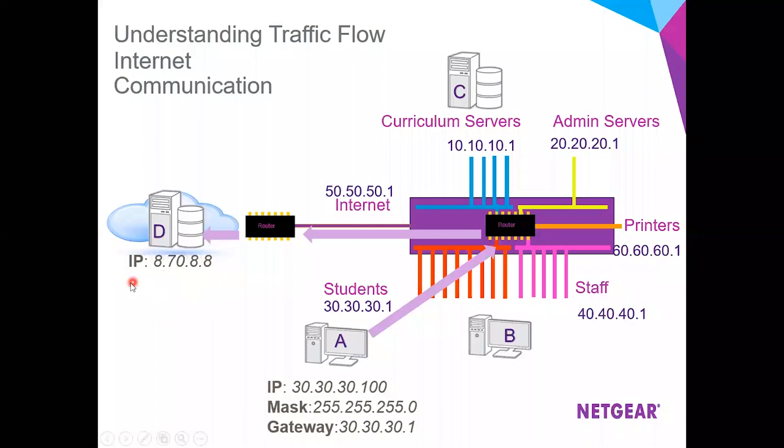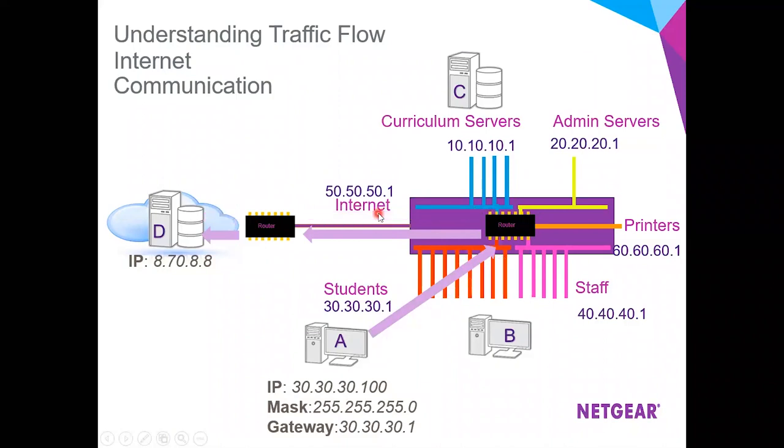However, as I said, we also have to consider the way back. So when the packet goes back, it sends the packet back from the 8.8.8.8 to this computer. When this packet reaches the router, this router needs to know where the 30.30.30.1 is. As you can see, it's not here, it's not connected to it, because it only has the 50. So it has to know that it has to send it back to our switch router, and the switch router has to send it back to A.